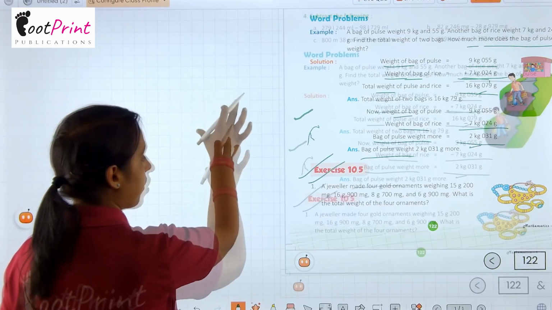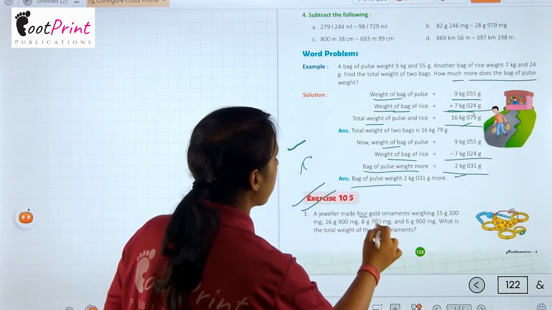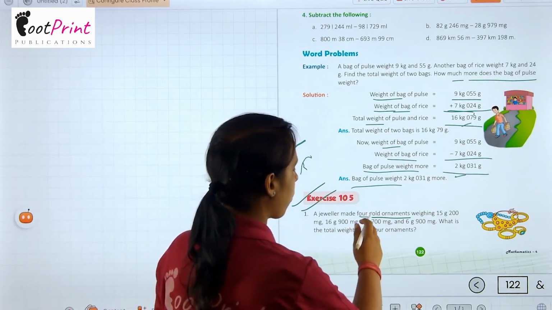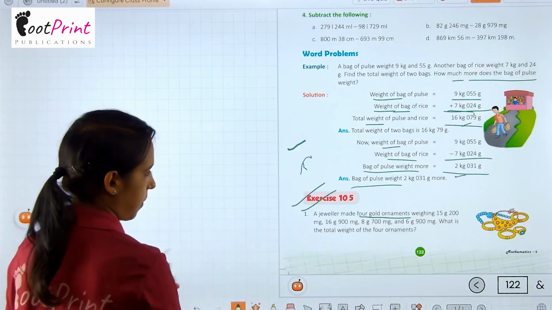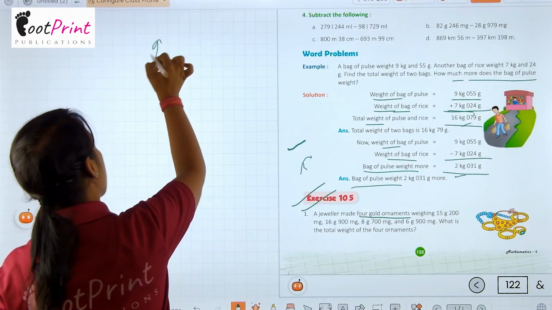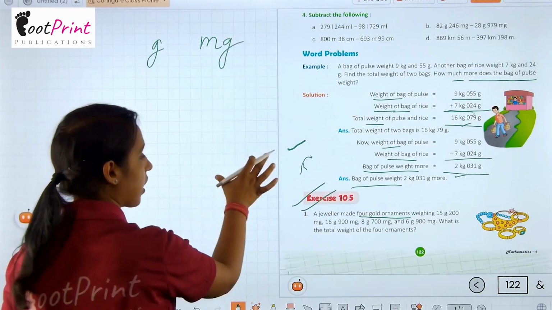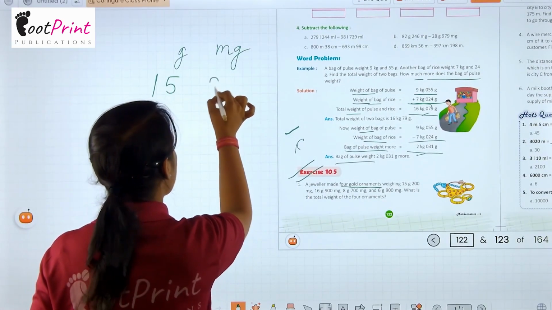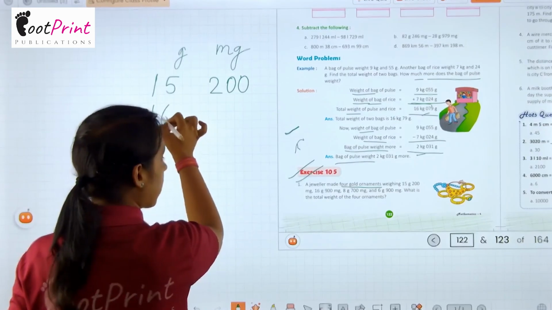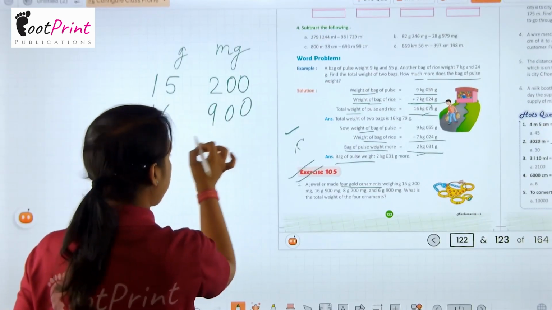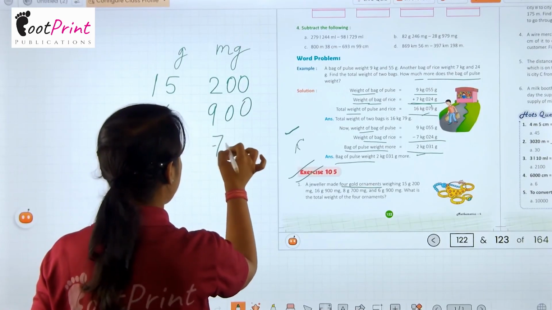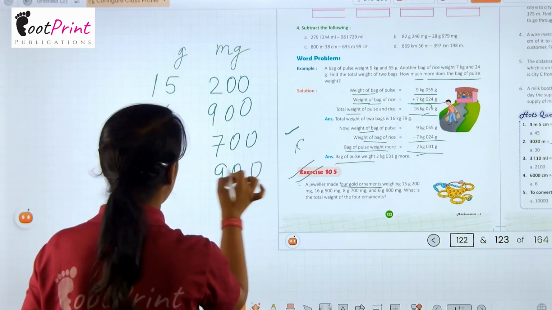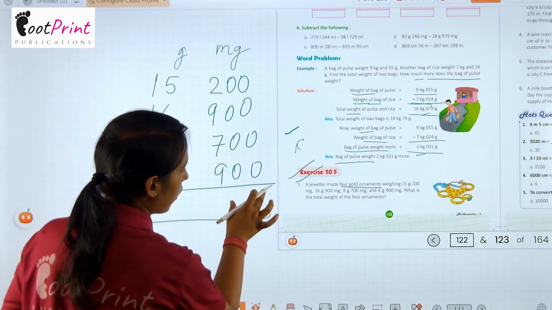So what will we do? First we write weight of 4 gold ornaments are this. Okay, now we arrange it in column, gram and milligram. So we have 15 gram 200 milligram, next one is 16 gram 900 milligram, after that 8 gram 700 milligram, and then we have 6 gram 900 milligram. We will add it to find out the total weight.